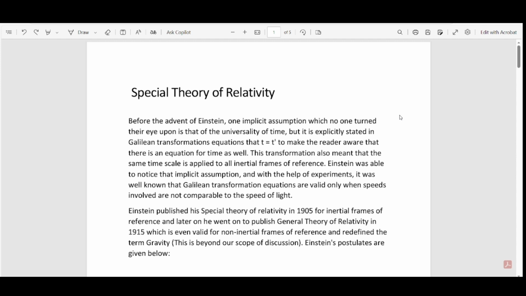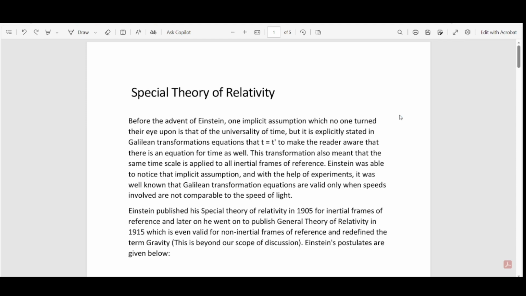But one thing which Einstein observed was that this implicit assumption was invalid when the quantities involved are nearing the speed of light, or comparable to the speed of light. At that time these transformations do not give the correct results.